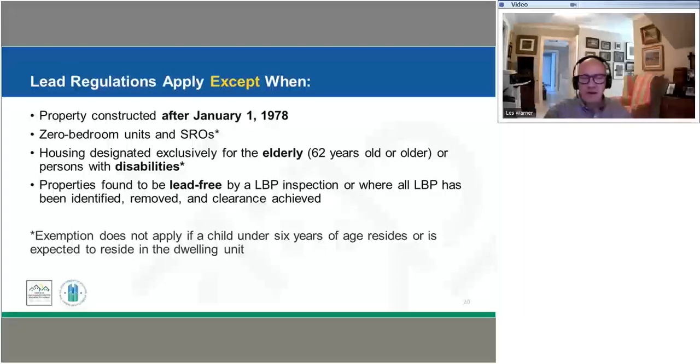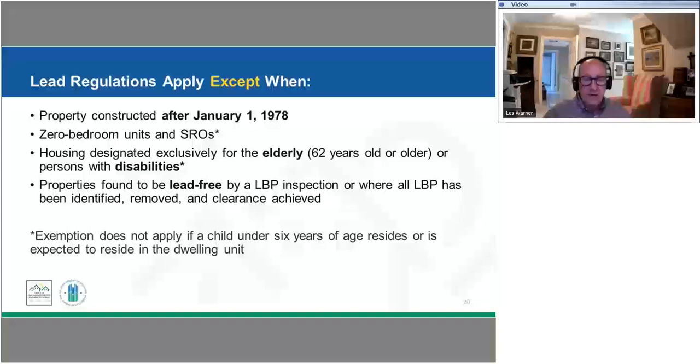So when we talk about expected to reside in a dwelling unit, that means that we have a lease that has been signed, and so we know the household that is going to be moving in, and we know that that household includes a child under the age of 6, or also when we have a pregnant woman in that household, and so we're expecting that there's going to be a child under 6 that's going to be added to that household. So in those cases where we have that at-risk child, then that exemption for those units goes away.